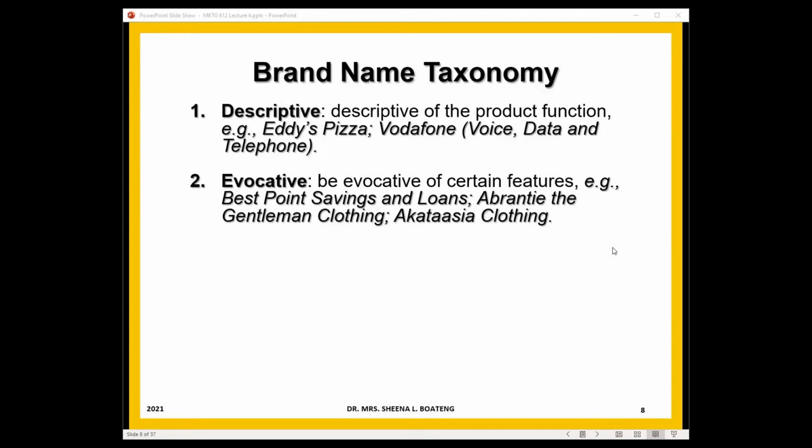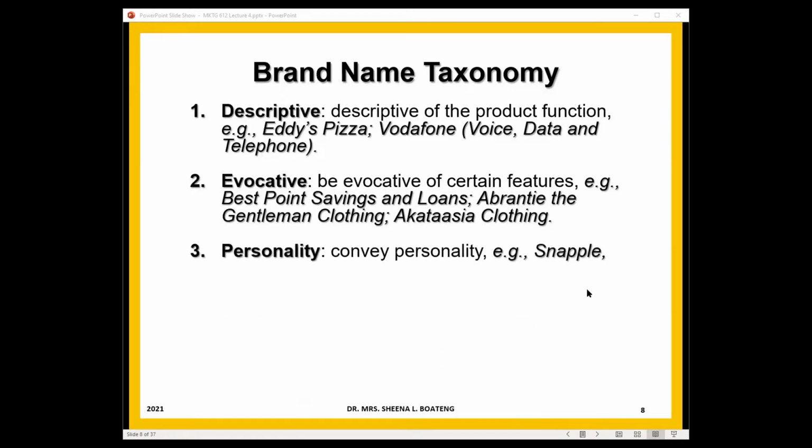So it's telling you good, right? So these are the features that they are trying to evoke by selecting these brand names. I hope you are getting the trend here. Good. So that is for the evocative aspect of brand taxonomy.